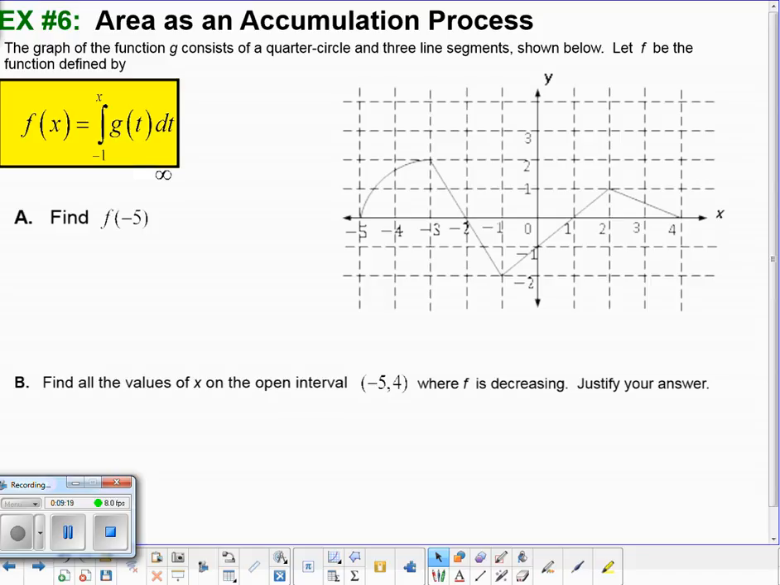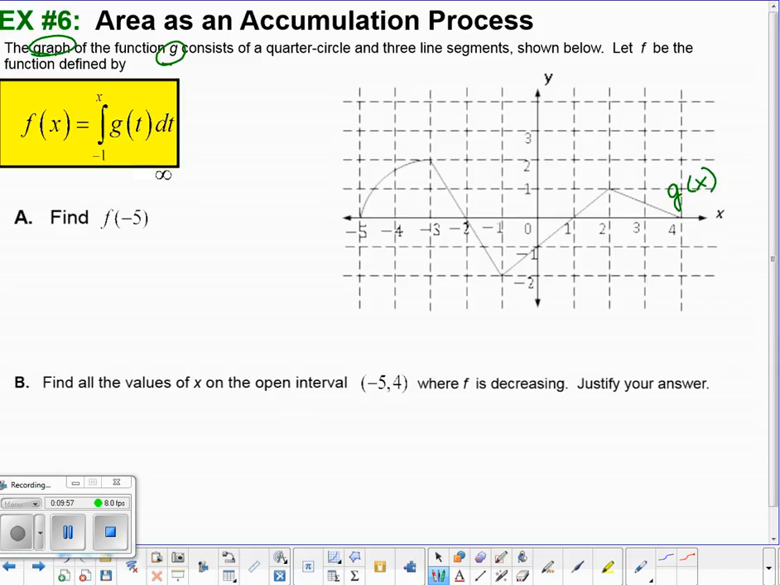Okay, let's look at example 6, and we have a graph given to us, and we have the function defined for us. So, reading here, the graph of the function g consists of a quarter circle, 3 line segments as shown below. Let f be the function defined by f of x equals the integral from -1 up to x of g of t dt. Now, we have encountered these before, haven't we? It's important to realize what the graph is. The graph is the g function. So I'm going to go over here and just note to myself this is g of x.